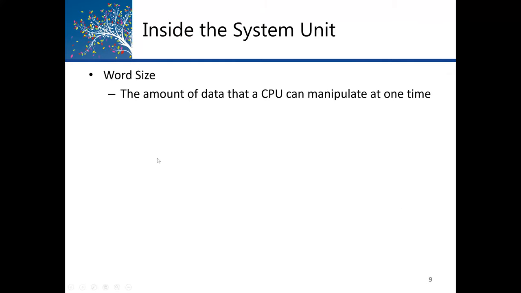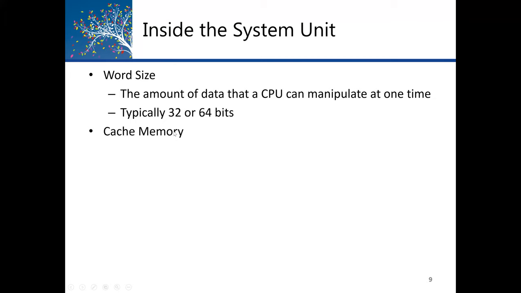And also here we talk about the word size, and that's the amount of data that a CPU can manipulate at one time. Normally it's 32 or 64 bits. For example, if we have an operating system with 64 bits, the word size will be 64 bits. If an operating system is 32 bits, it means the word size is 32 bits.